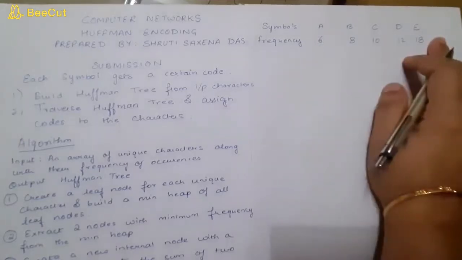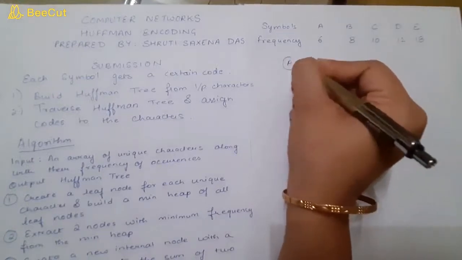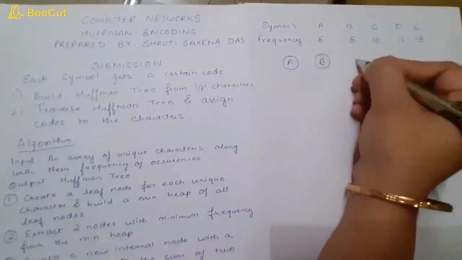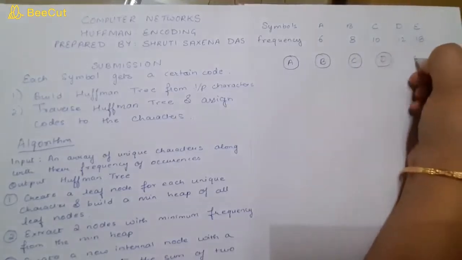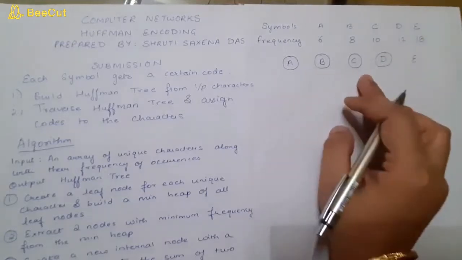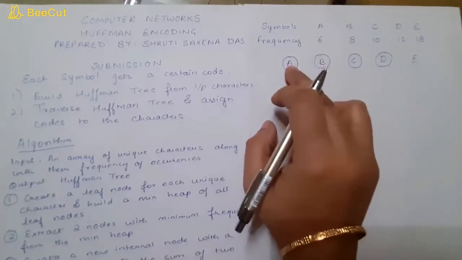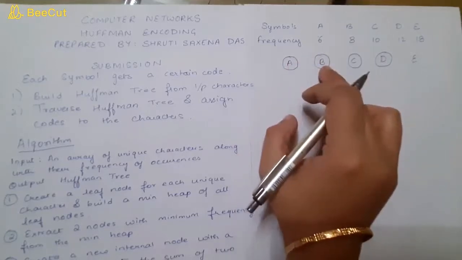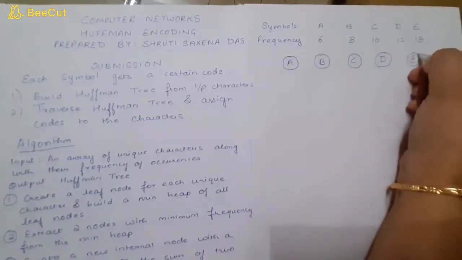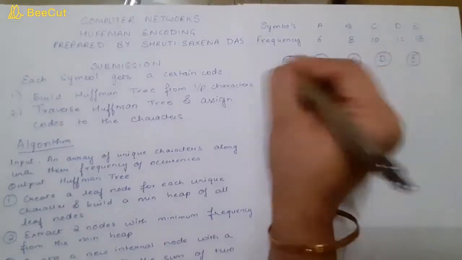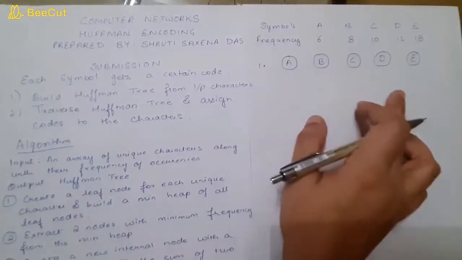All these are unique characters, and we need to create leaf nodes. All these are leaf nodes, which means they themselves are trees. Basically each node here represents the root of a tree with a single node. A is a tree with a single node A. This is also a tree with a single node B. This is also a tree with a single node C. Likewise D and E. So you need to remember that in the first step we created a leaf node for each unique character.